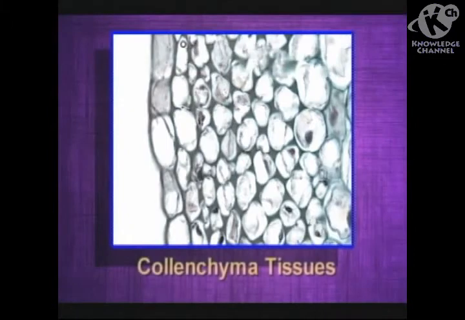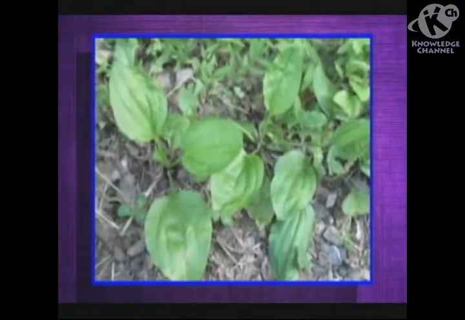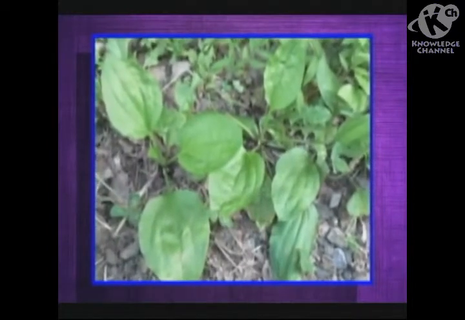Collenchyma tissues consist of cells that are alive at maturity but usually cannot divide. Although strong, the cell walls of collenchyma cells are somewhat flexible. In herbaceous plants, in leaf stalks and young growing stems of all plants, collenchyma tissue is an important source of support.